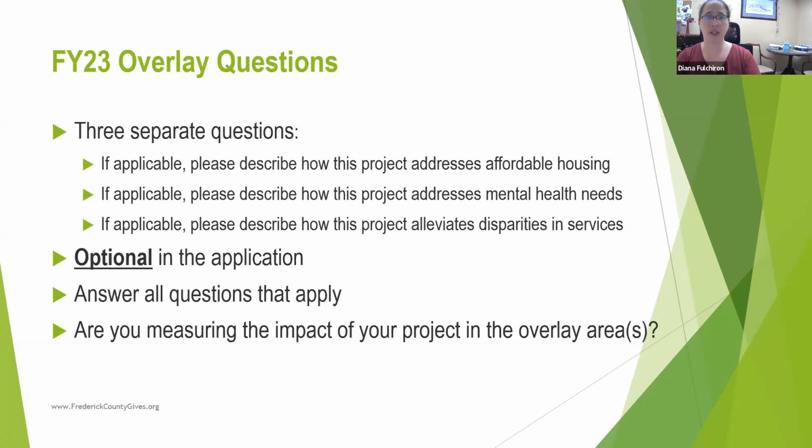And one of the things you may notice here is that these questions about the overlays or the preferences are pretty big. They're pretty vague, and we're not going to give you any additional guidance. Of course, we'll answer questions and help you flesh it out if you need to, but we don't have a set thing of what we want to see in affordable housing, what impacts we want to see. We don't have set outcomes that we want to see for mental health. We don't have set outcomes about disparities in services.